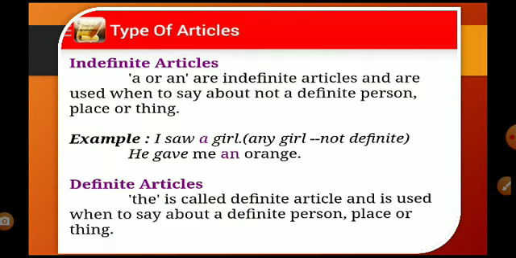So we know now the types of articles. Now we have seen indefinite articles, a or an are indefinite articles and are used when we talk about not a definite person, place or thing. For example, we say I saw a girl, any girl, which is not definite. Or we say he gave me an orange. Now the definite article, that is the, is called a definite article and is used when we talk about a definite person, place or thing.